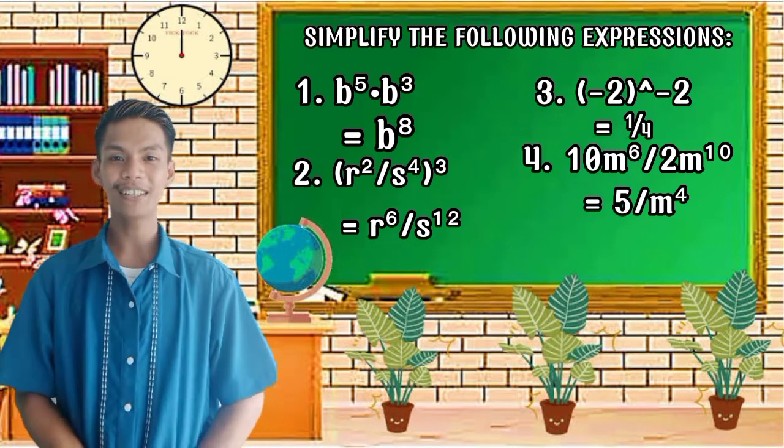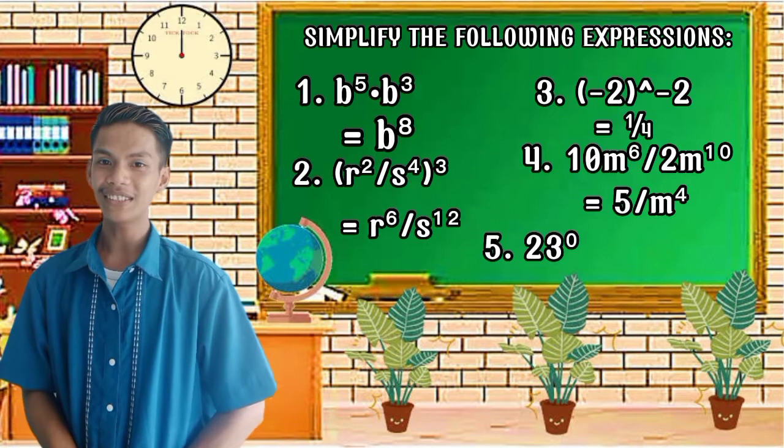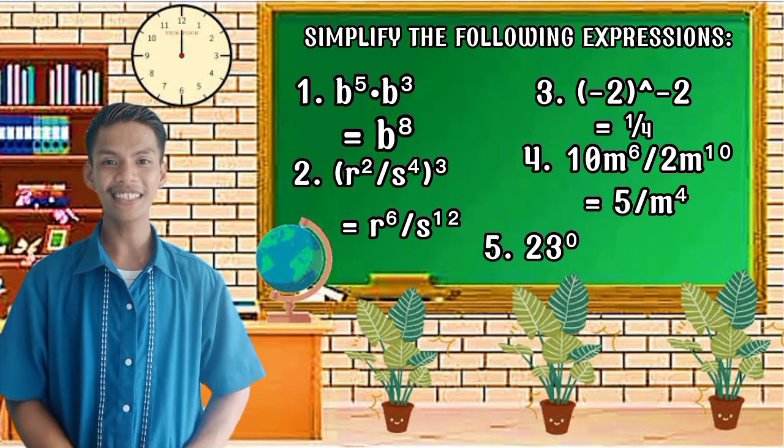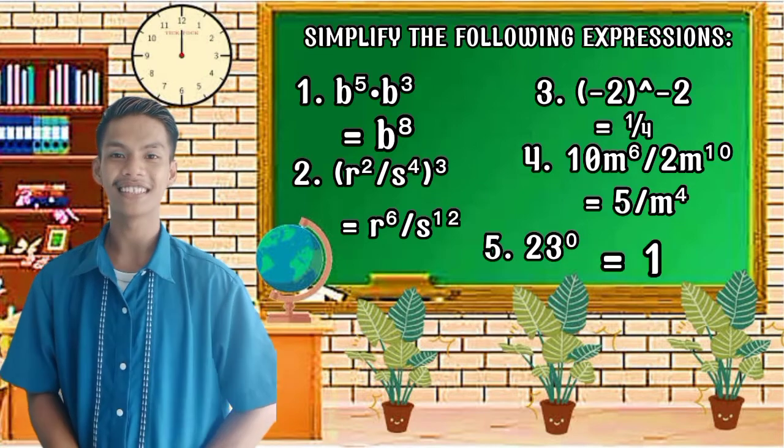So last, number 5, which is 23 raised to 0. Anyone? Very good. The answer is 1.